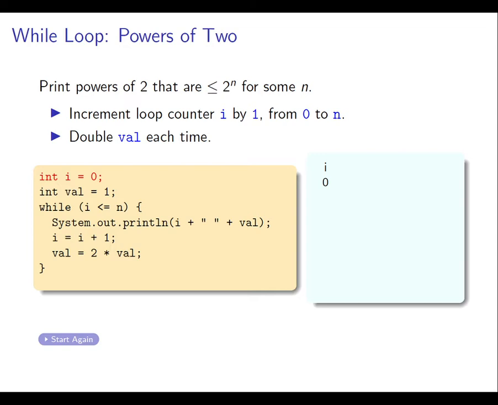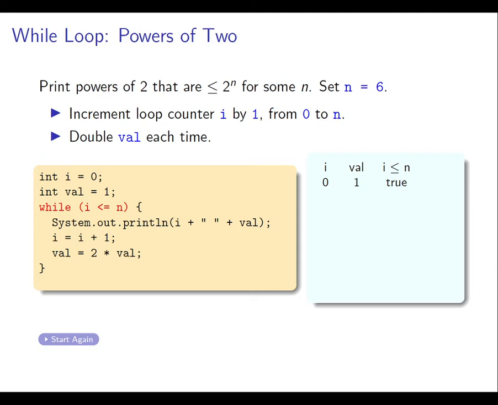So, what's going to happen? We start off with i being 0. I've got that in the table of values at the right. And now we set val to be 1. And now we go into our while loop and we have to evaluate that Boolean condition. Well, is it true that i is less than or equal to n? Is it true that 0 is less than or equal to 1?